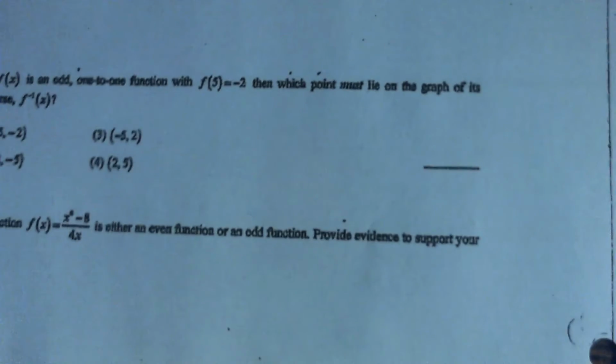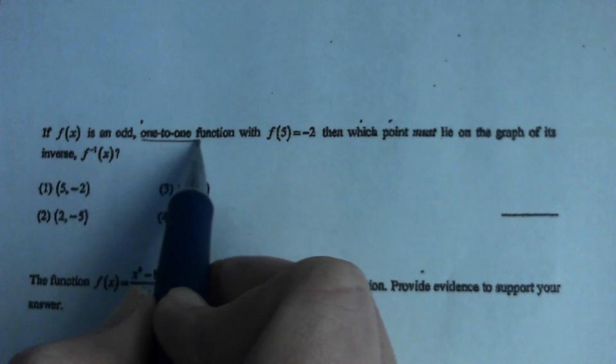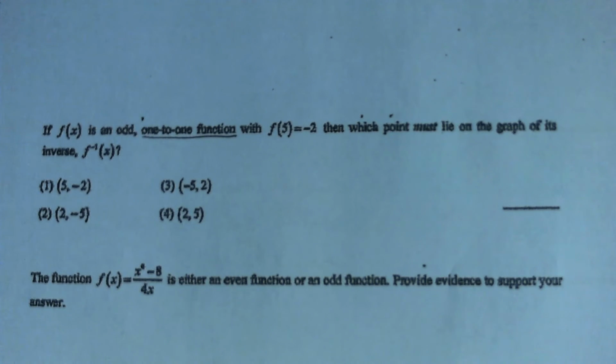If f of x is an odd and one-to-one, and I'm starting with that because we haven't talked about one-to-one in a while. A one-to-one function is something that x's don't repeat and y coordinates don't repeat, right? It's something that passes the horizontal line test and the vertical line test. This should be a flashcard because it has been a long time since we've even discussed this. You probably forgot about it.